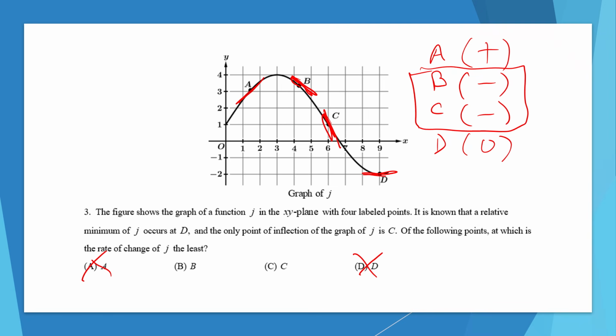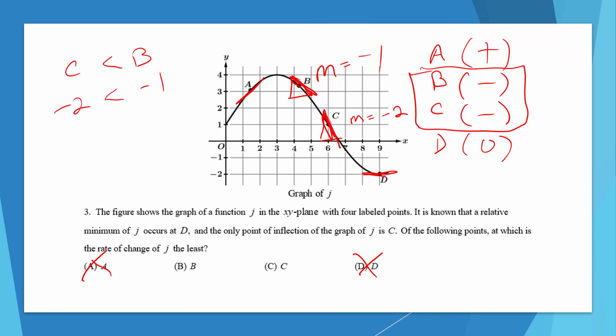Taking a look at this here, B, we could say maybe might have a slope of, let's say, -1, right? It looks like a nice 45-degree angle. C is a little steeper. Let's say C has maybe a slope of -2. In this case, C should be less than B because a slope of -2 is going to be obviously less than a slope of -1. So the rate of change of C is going to be less than the rate of change of B.